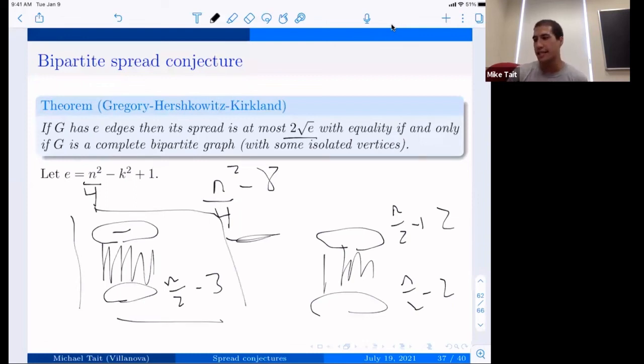So if you take the number of edges to look like this, for any k up to roughly square root of n, then you get a counterexample. Okay, so that's all I'll say about it.